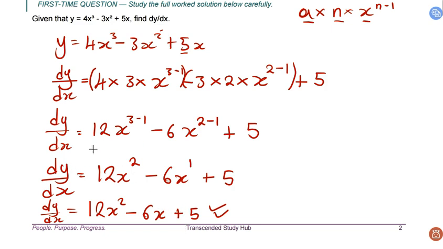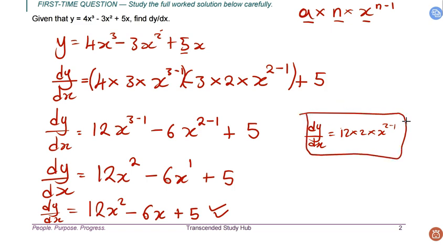But most students make mistakes whereby when they have differentiated like this, they still want to differentiate. In this case, it is a mistake if you say dy over dx will be equal to 12 times 2 again times x to the power 2 minus 1. Like this, that's not your dy over dx. So you just have to differentiate once.